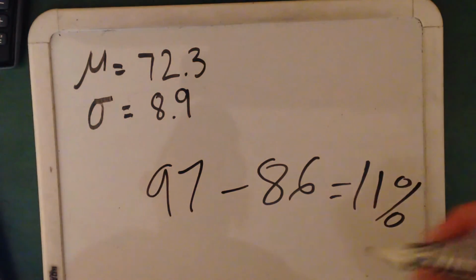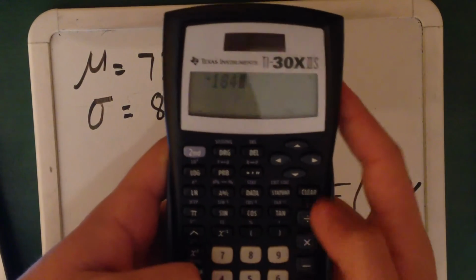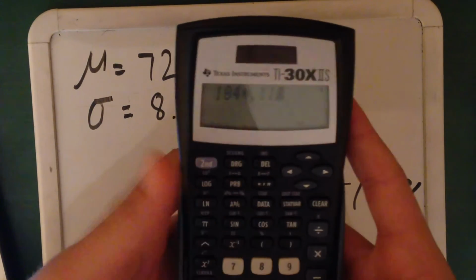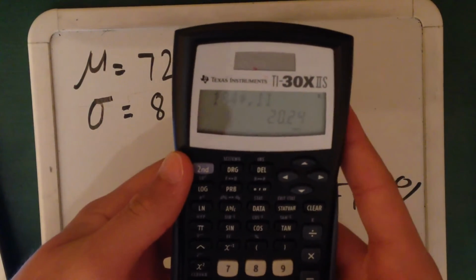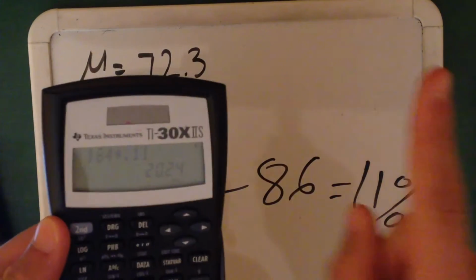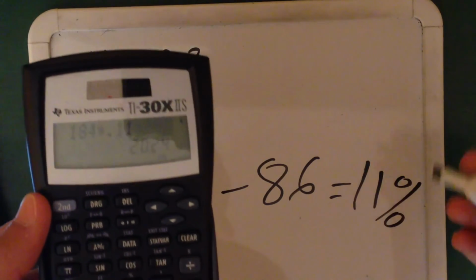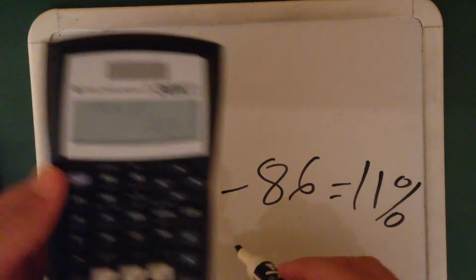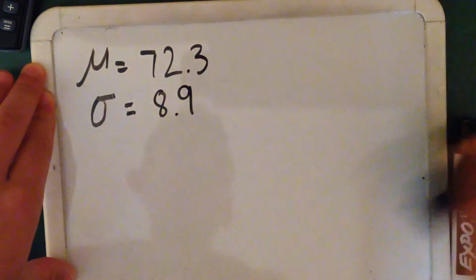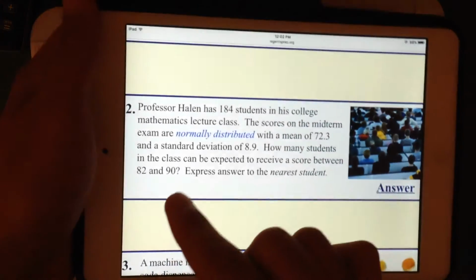So we want to find 11% of 184, and we could just simply take 184 and multiply that by 0.11, because 11% is 0.11 in decimal form. And that's only 20.24 students, and we can't have 0.24 of a student, so we have to round to the nearest student. And 20.24 would round to just 20. So the answer for this problem would be 20 students would get a score between 82 and 90.